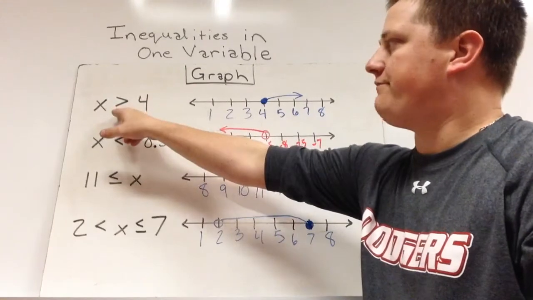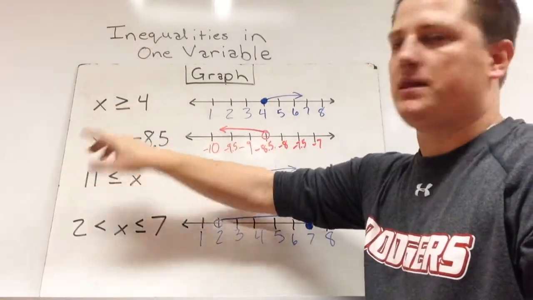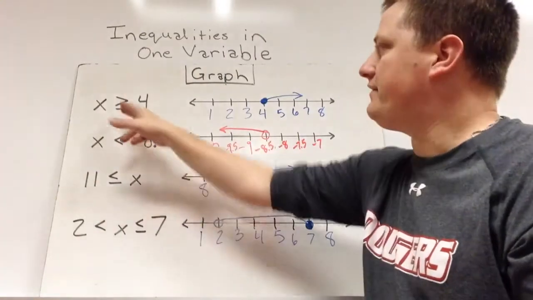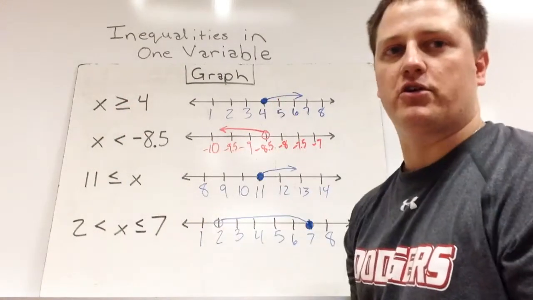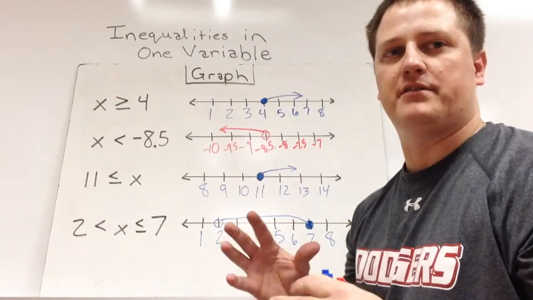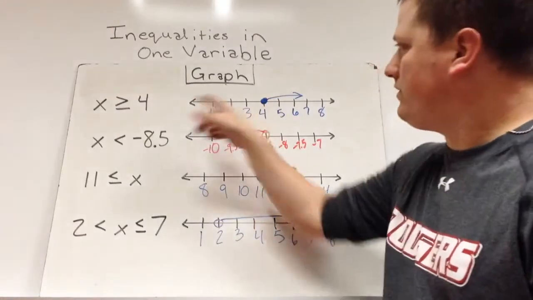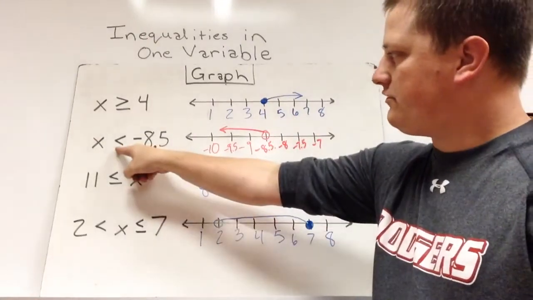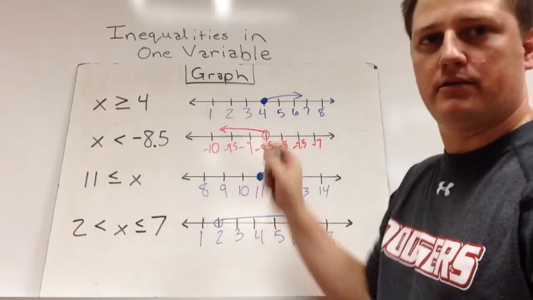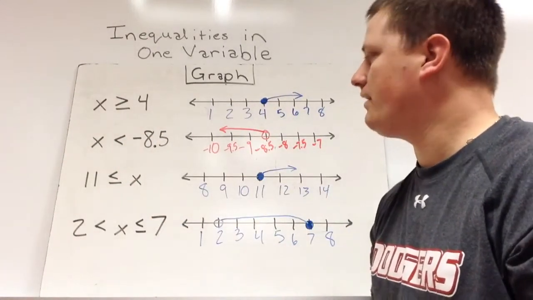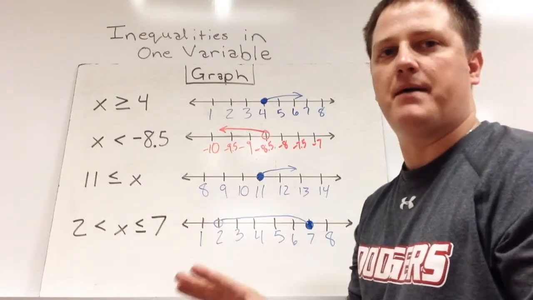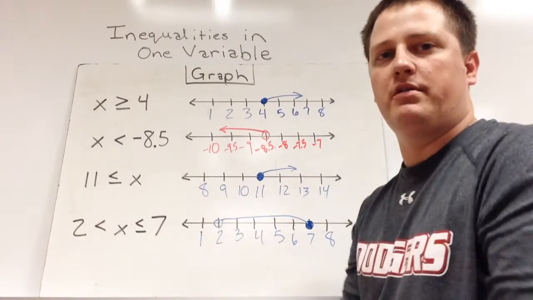What we focus on first, after we have our number line, is the symbol and whether it's equal or not. If it's equal, we're going to have a closed circle because that means that number is an acceptable answer. Notice here's an equal sign, so we've got a closed circle. Here there's no equal sign, so we have an open circle. Then we want to figure out: are we talking about answers that are on the right or the left of our number?